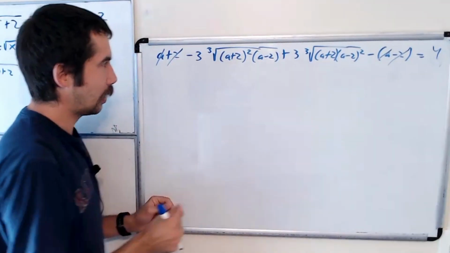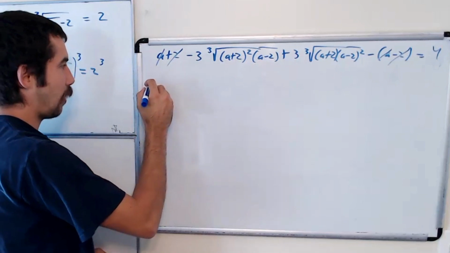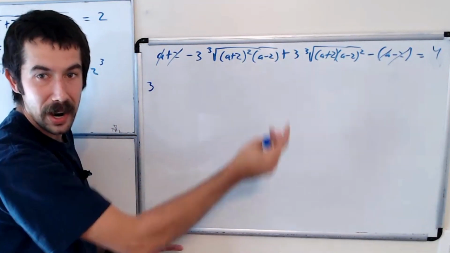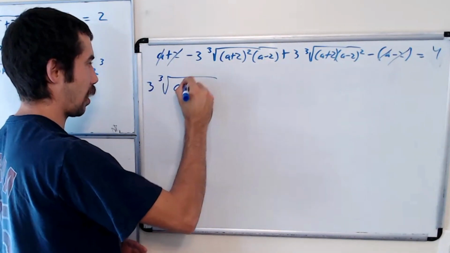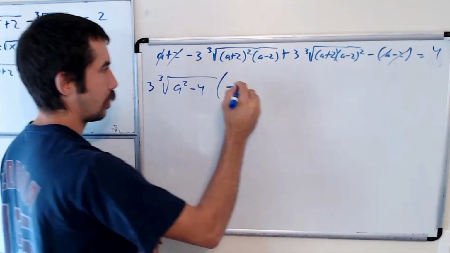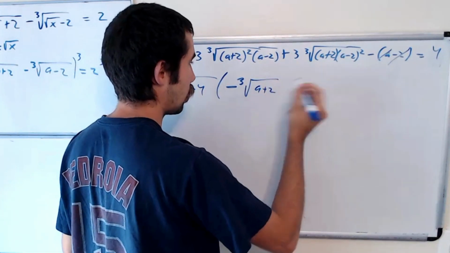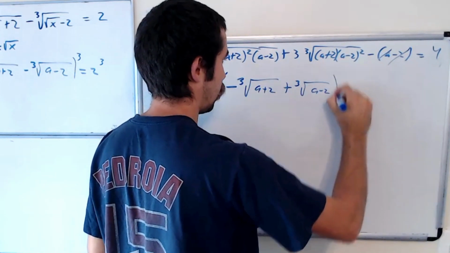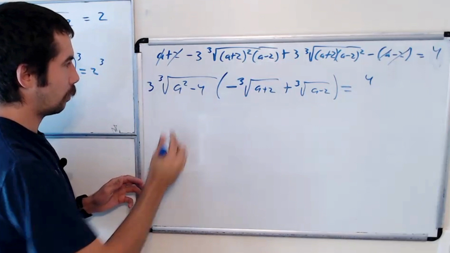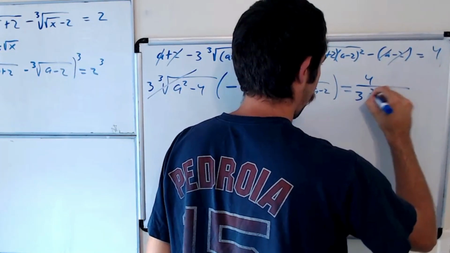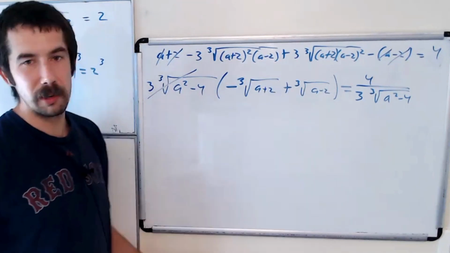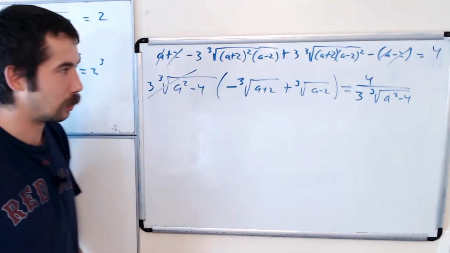Okay, and now let's clean up what we have here. Notice we could factor out a 3, and we could factor out the cube root of (a plus 2) times (a minus 2), which is a squared minus 4. Okay, so we factored this out, and what's left over is negative cube root of a plus 2 plus the cube root of a minus 2. And this is all equal to 4. Okay, and so now we could divide this over. And we have this equation: negative cube root of a plus 2 plus the cube root of a minus 2 is equal to 4/3 over the cube root of a squared minus 4.